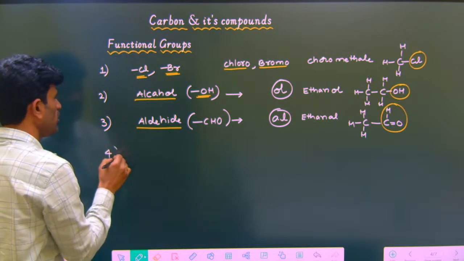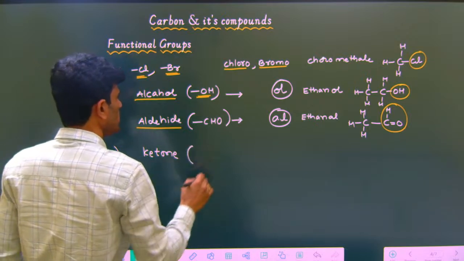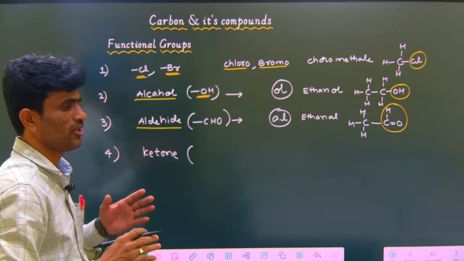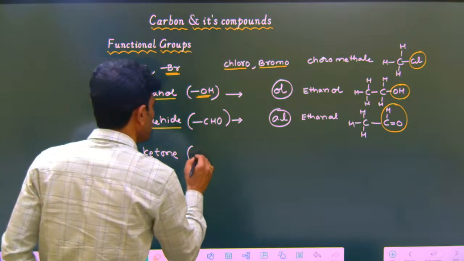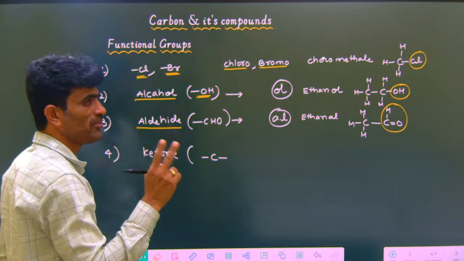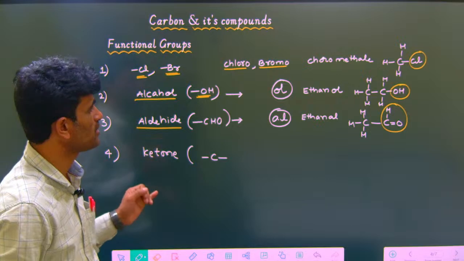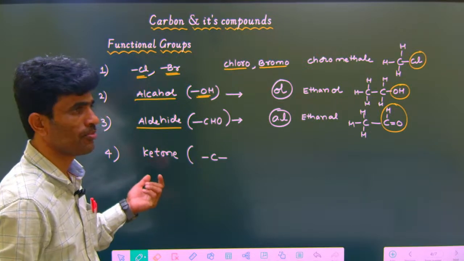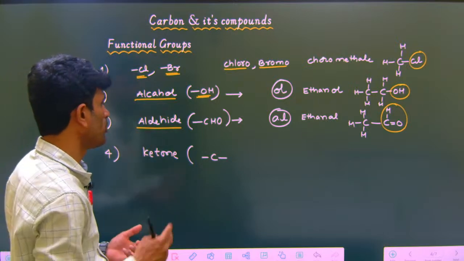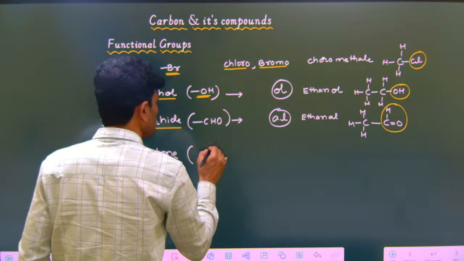Next we will be having ketone group. In ketone group, what happens? It is very important to know that when you want to know about ketone, there must be a carbon between other two carbon atoms. So there must be minimum 3 carbon atoms. So ethanol is not possible, methanol is not possible. Ketone functional group is possible from propane onwards, because 3 carbons are a must.